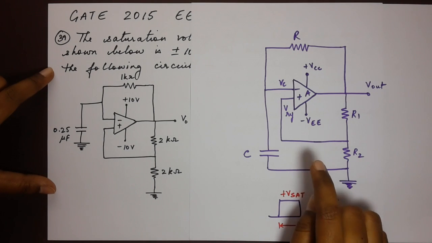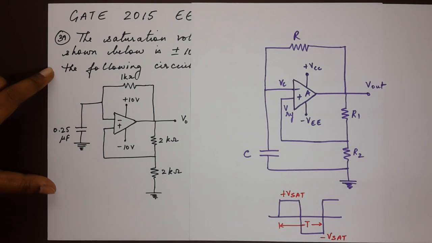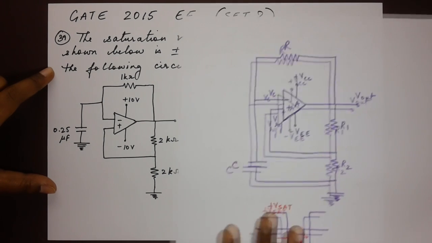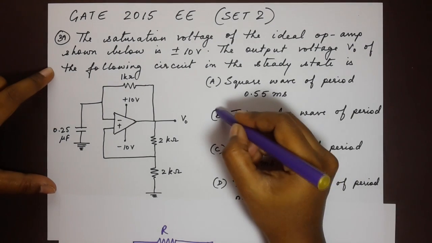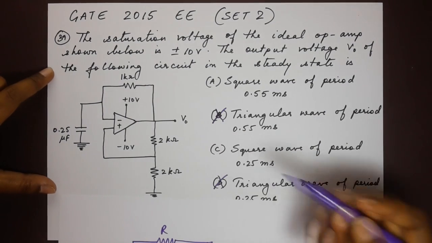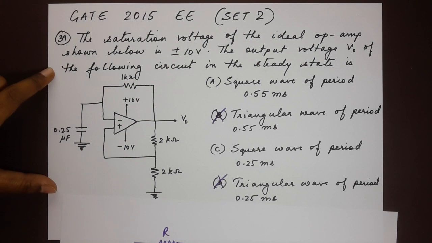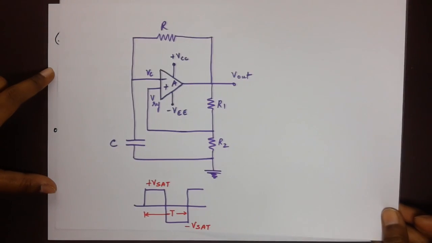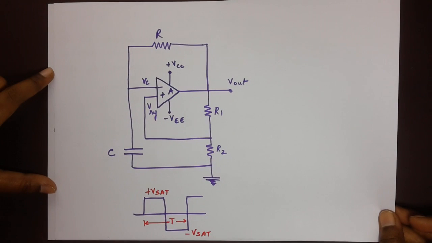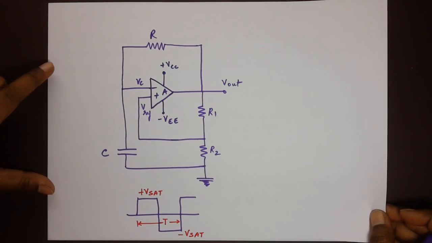And one of the characteristics of an astable multivibrator is that it always produces a square waveform. So that rules out two of the options given to us. We can rule out option B and option D. So now we know that the multivibrator, the op-amp, produces a square wave. Next, we have to find out what the period is.